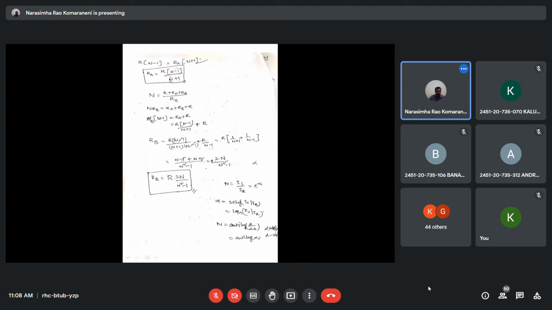Now see here, if you substitute this in this equation, if you substitute this RA value here, so we have this equation, right? N equal to RA plus RB by R divided by RB. Now in this equation, if you substitute this RA value, you will get the RB in terms of R and N.